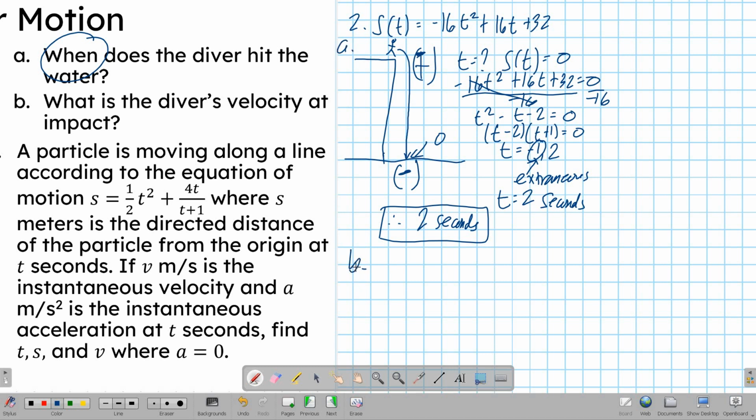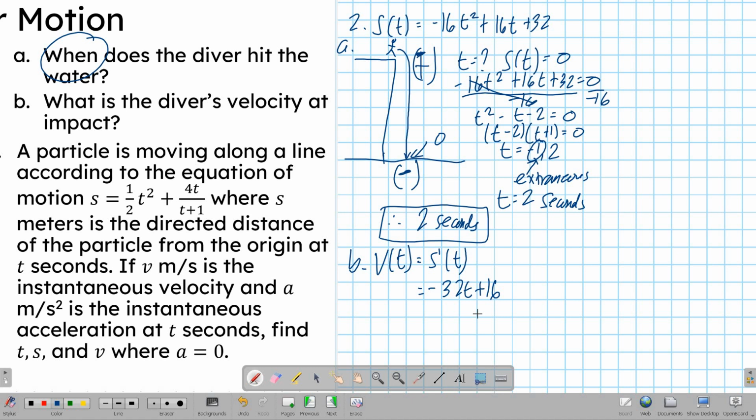So for B, what will now be the diver's velocity after impact? Again, we are told that the velocity function given time would be the first derivative of the position function. Therefore, we need to find the first derivative of our s of t, and that is equal to negative 32t plus 60.